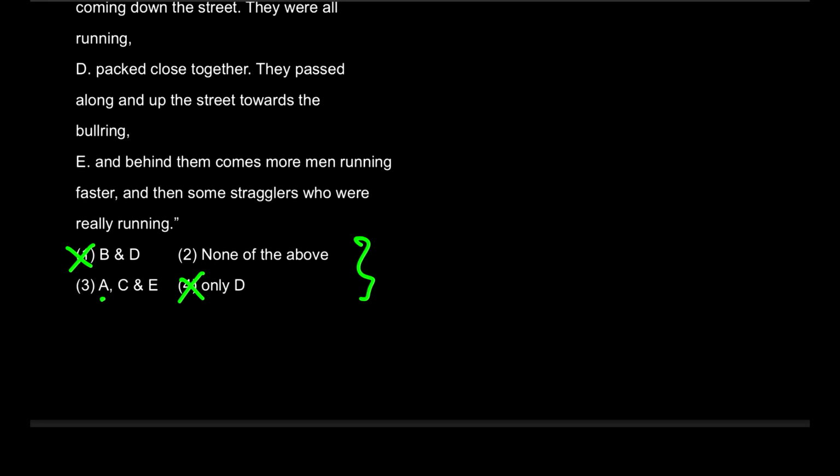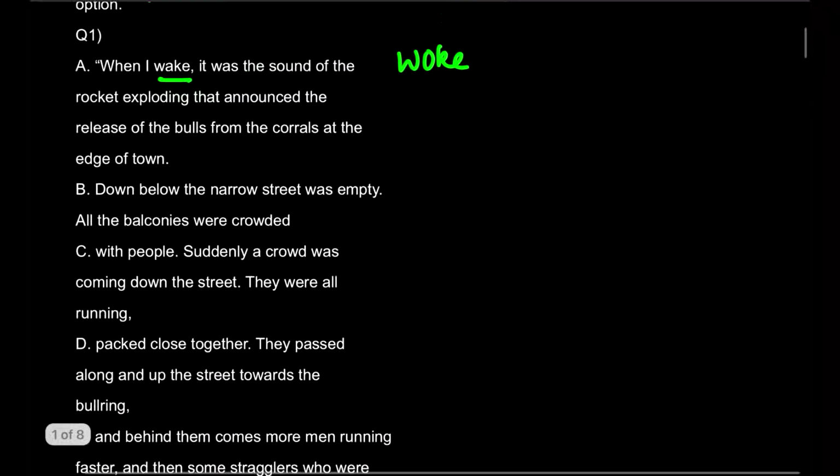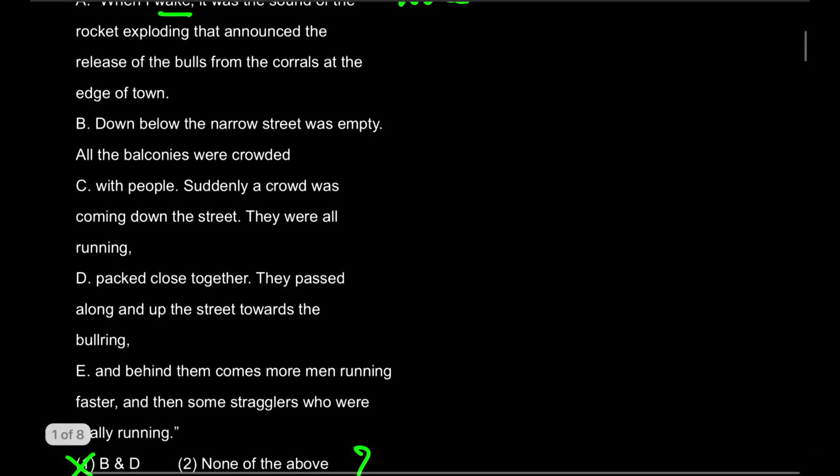A में error है, अब किसी भी combination में error हो सकता है, right? So we have to check the other options as well. So let's quickly check down. If we see B, down below the narrow street was empty. All the balconies were crowded with people. Suddenly a crowd was coming down.